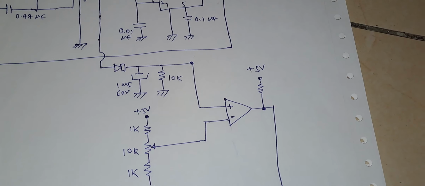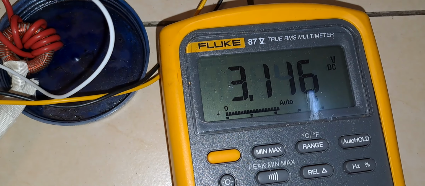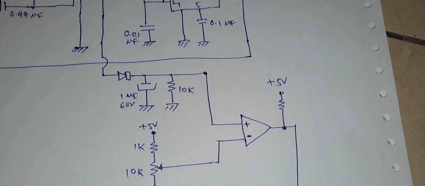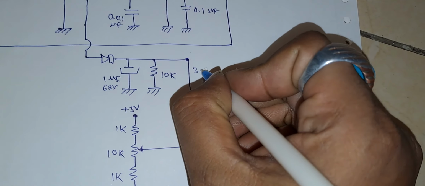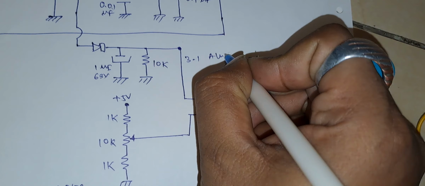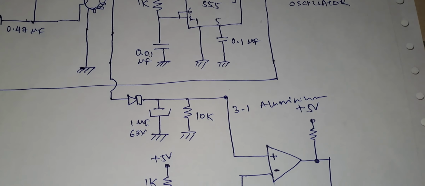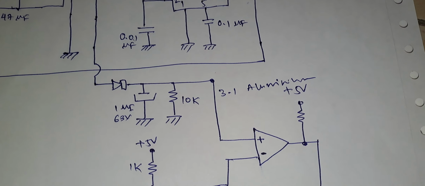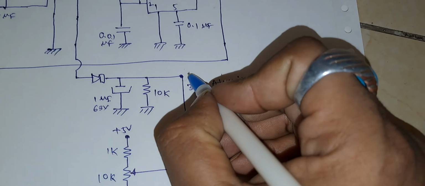Now I am going to put aluminum. We will see the voltage and the response of this circuit. I have put aluminum. See, how much is it? 3.1 volts. So the voltage at this point is 3.1 volts for aluminum. Let us write it down. 3.1 aluminum. For steel, how much was it? 2.7, 2.8. Say 2.7 volts for steel.